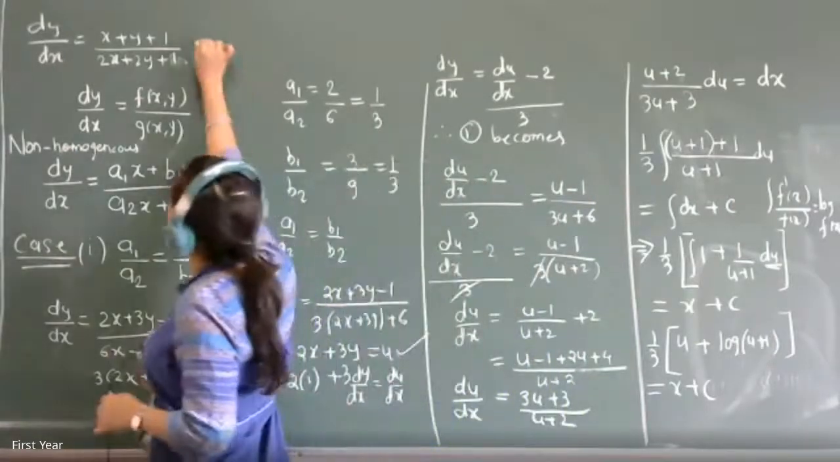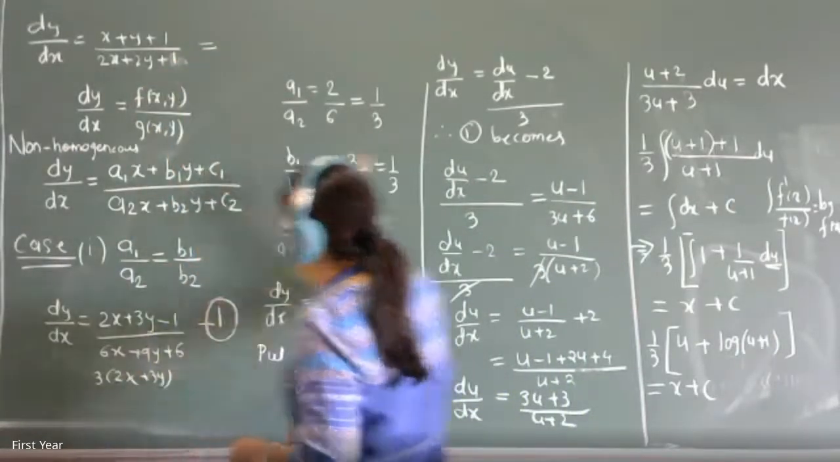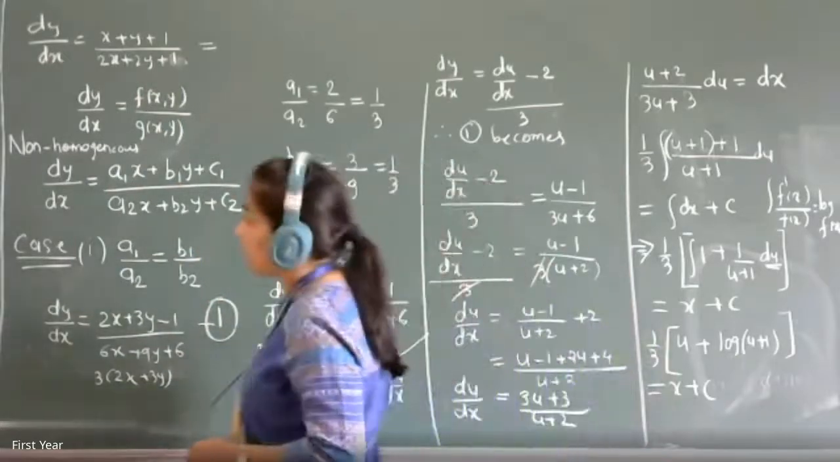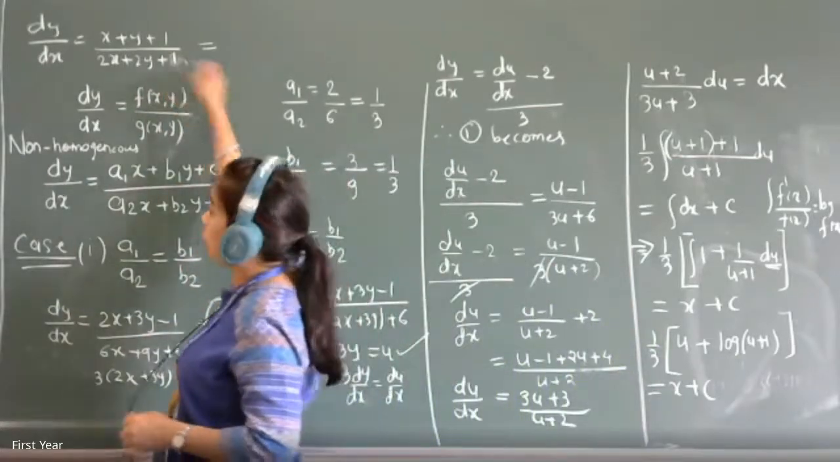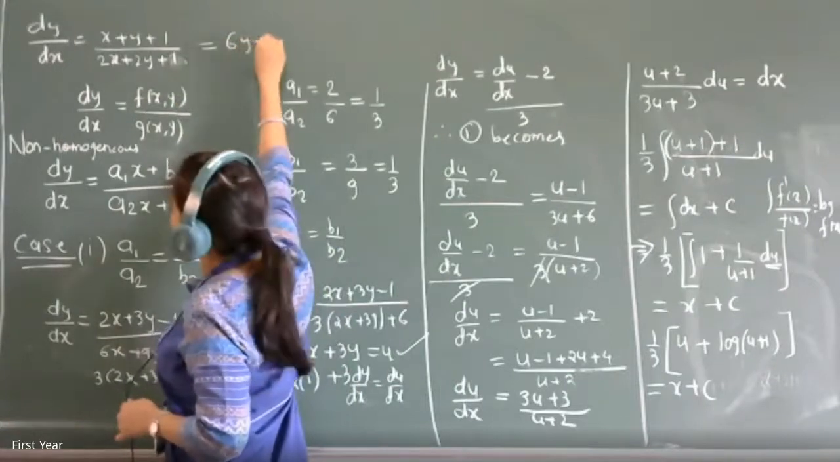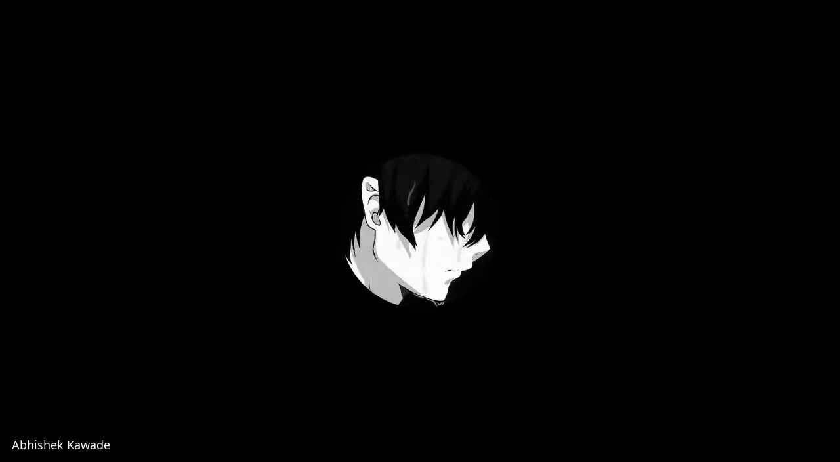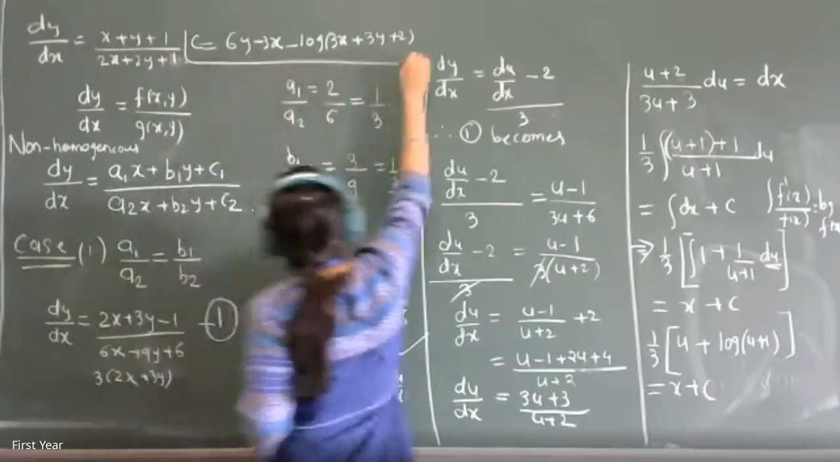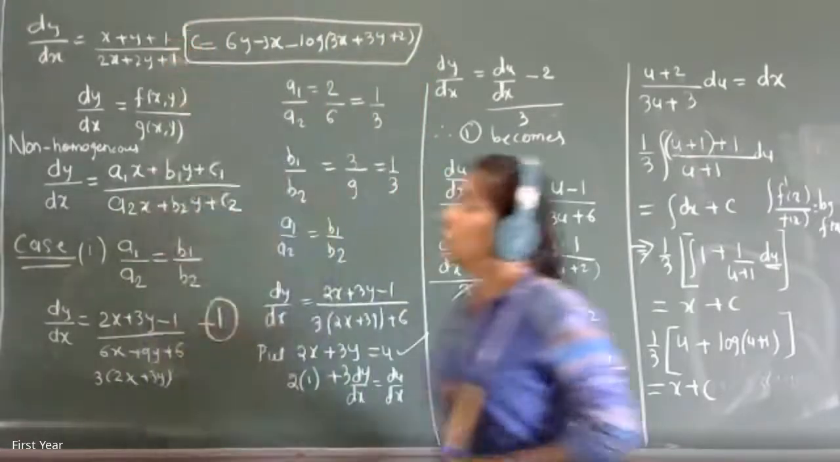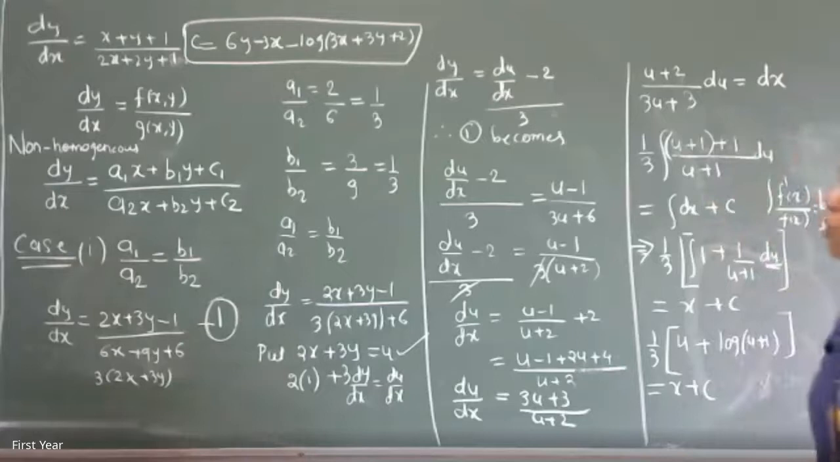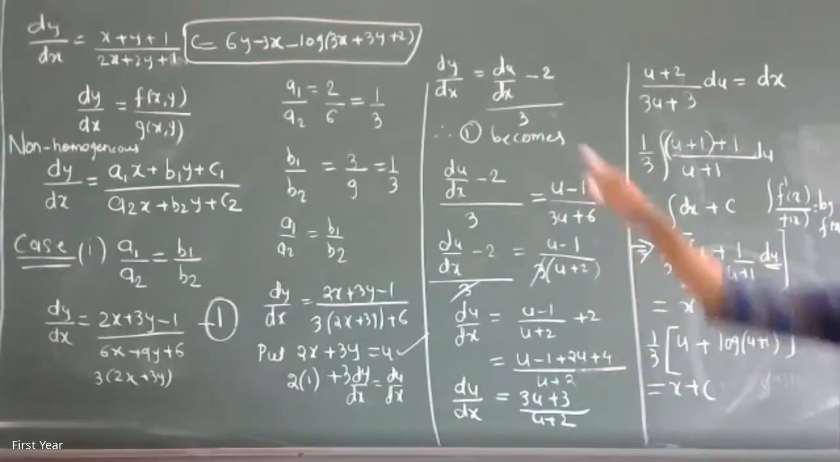Please try it again for this example, if you have understood now what I have done, I have repeated the explanation. Please try this example, and the answer of this is correct. C is equal to 6y minus 3x minus log of 3x plus 3y plus 2. So this is the answer of that question which I have written in the beginning.